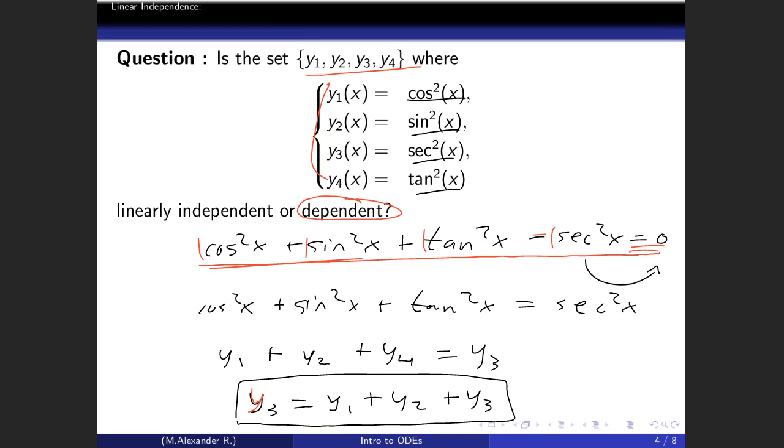Here, the y3 is a combination of the other ones. Well, actually I wrote this incorrectly. This is a 4 here. What I'm saying is that y3 is a linear combination of the other functions. Y3 is a linear combination of the other functions. So that is what I mean by dependent. I think that makes a little bit more intuition, or it's a little bit more clear. If you can make one of the functions in your collection equal to a linear combination of the other ones, then that means that your collection is linearly dependent.